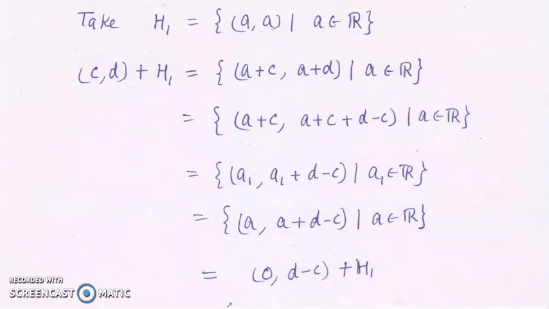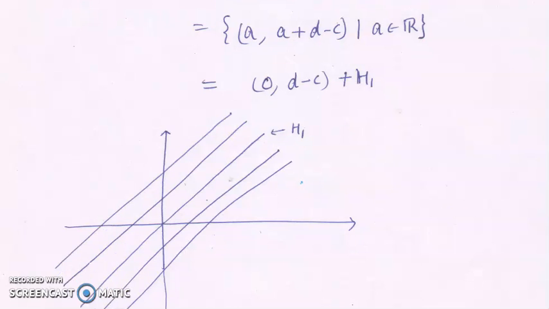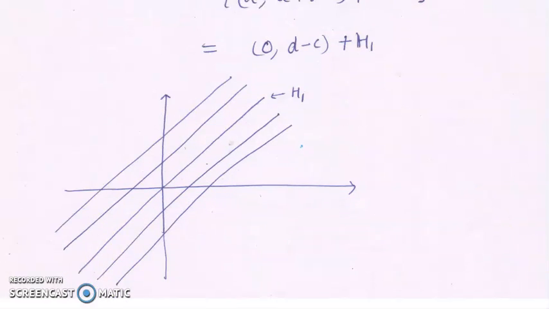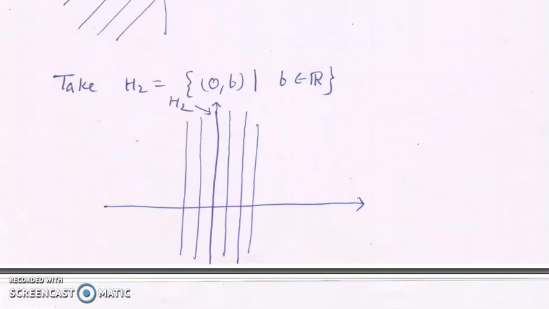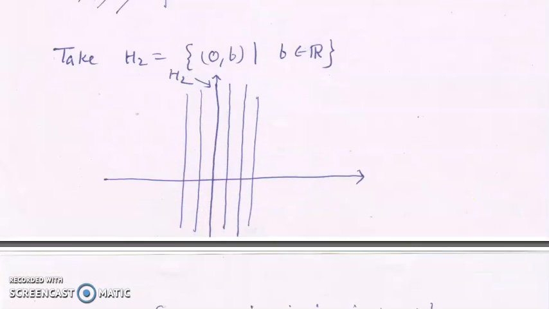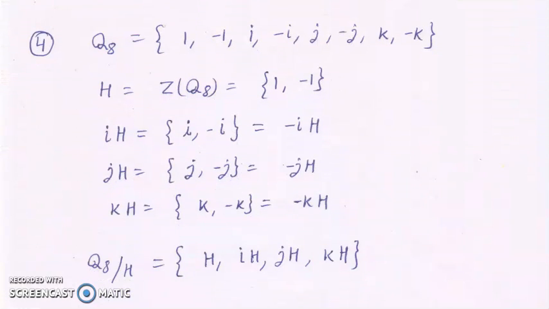So we add (0, d - c) to each element of H1. H1 is the line x equals y, and adding this fixed element to each element will give us a line parallel to H1. So again the cosets of H1 are the lines parallel to H1. Similarly, if I take another subgroup H2 to be the y-axis, then its cosets will be the lines parallel to the y-axis. So please do it.